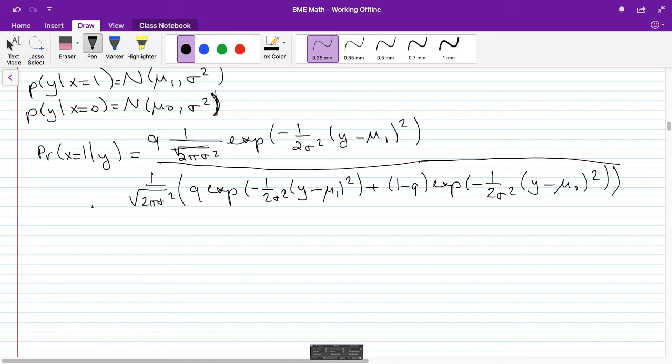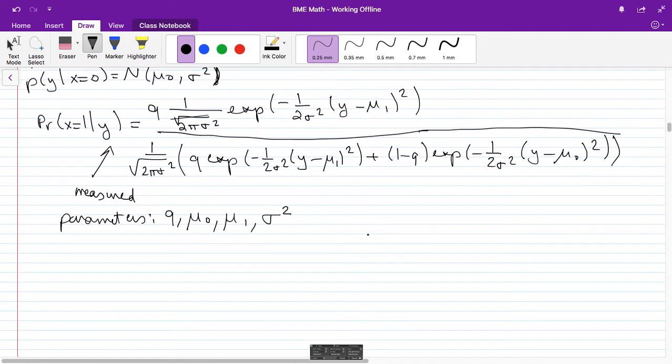What do we have? We have the measurement of the data, y. This is what we've measured. And we have some parameters, which are q, these means, mu0, mu1, and we have the sigma squared. These are the parameters of our data, and we have this thing that we're trying to estimate, which is the posterior probability.